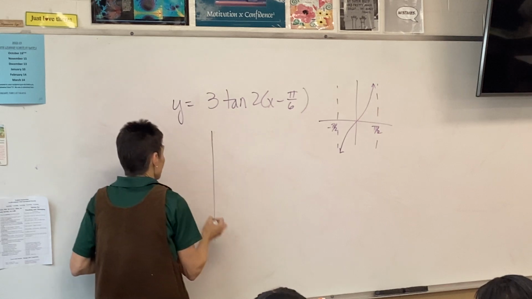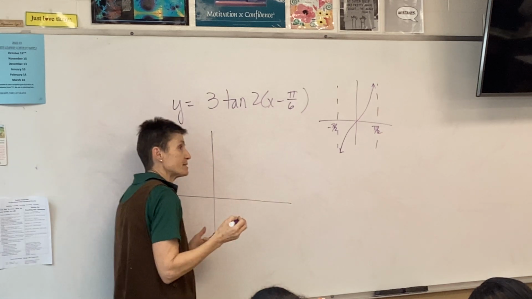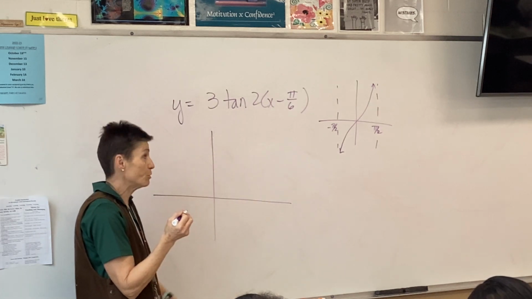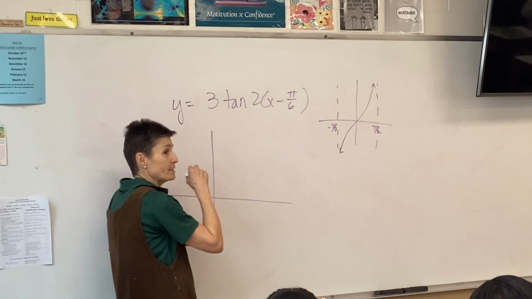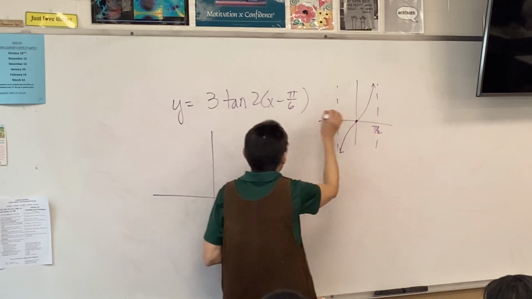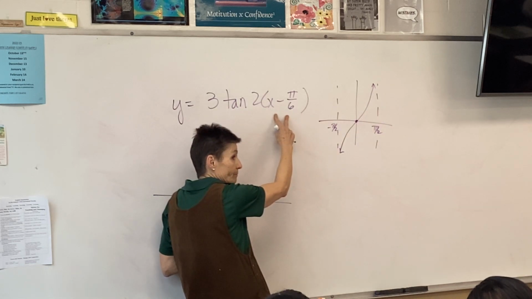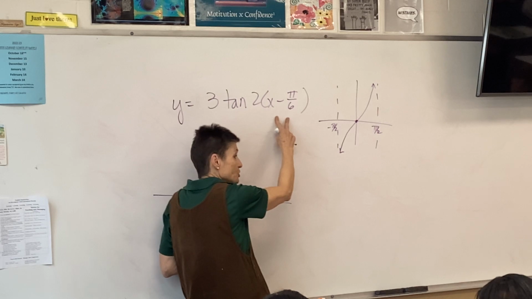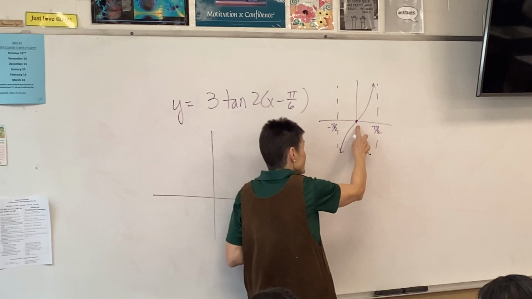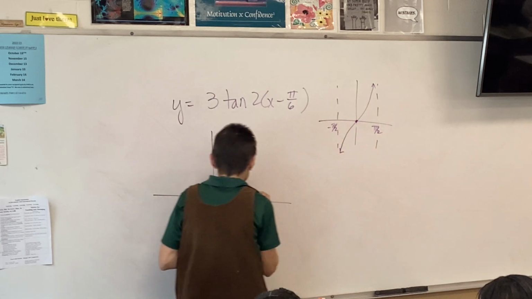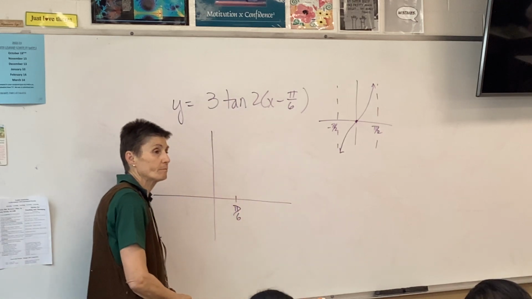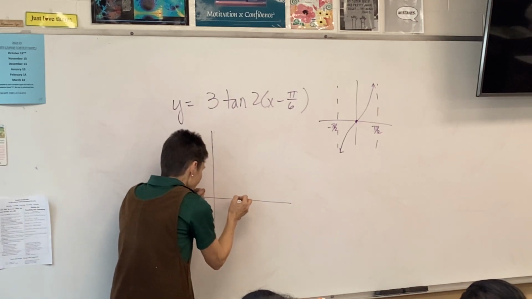This one is going to have exactly the same shape. It's positive, so it's going to be moving in the same direction. The difference is the origin has been shifted. Your phase shift is your new origin. So for the tangent, the origin is the origin. So we're gonna move that over to pi over 6. So that now is my dot.